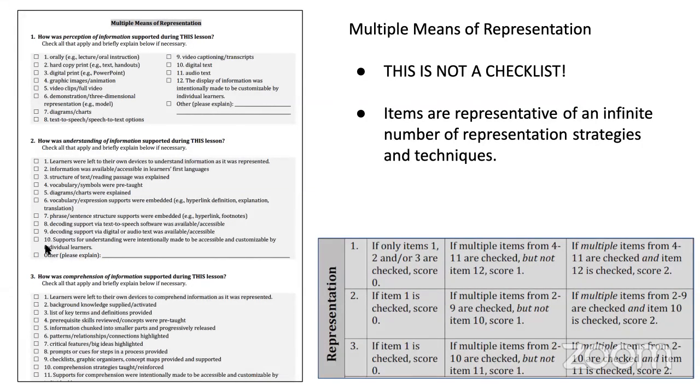Then when we get lower in each of the individual lists, usually the last item before other, there's an item that indicates what I think is a more robust level of UDL implementation, where we're actually asking the teacher who designed and delivered the lesson, was there something in place where the support was intentionally made accessible and customizable by the individual learners? If things like that were in place, then that would be checked, and that would indicate a more robust level of UDL implementation.